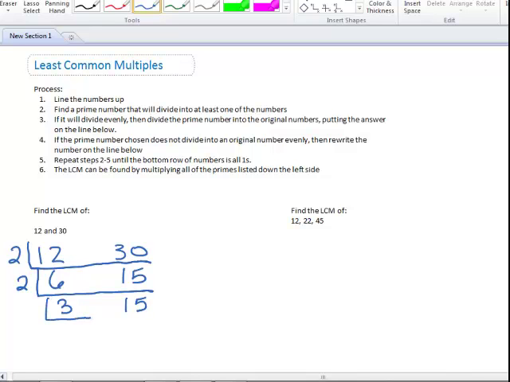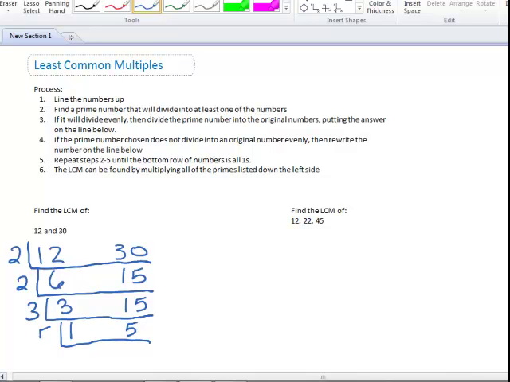Okay, now I'm looking at 3 and 15, and I see that 3 is a prime number that will go into at least one of those. 3 goes into 3 one time. 3 goes into 15 5 times. And then I'm looking at my 1 and my 5. Once you get a 1, you should be feeling really good. That basically means you're done with that column. But the 5, we still have to take care of that.